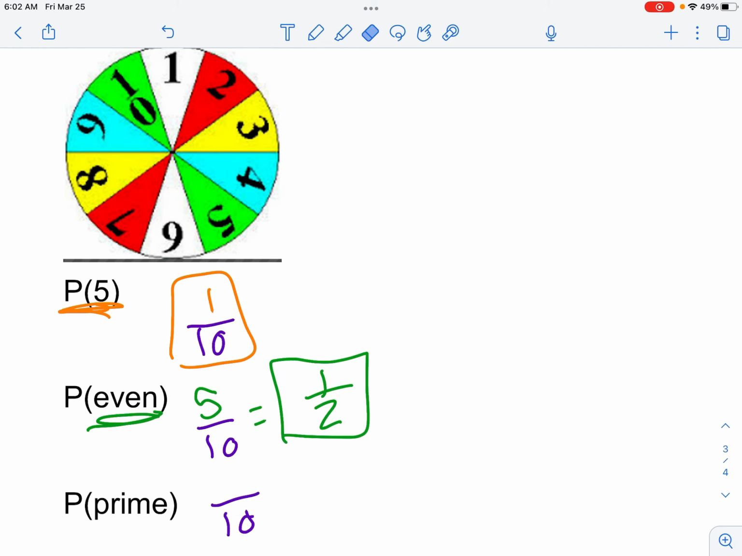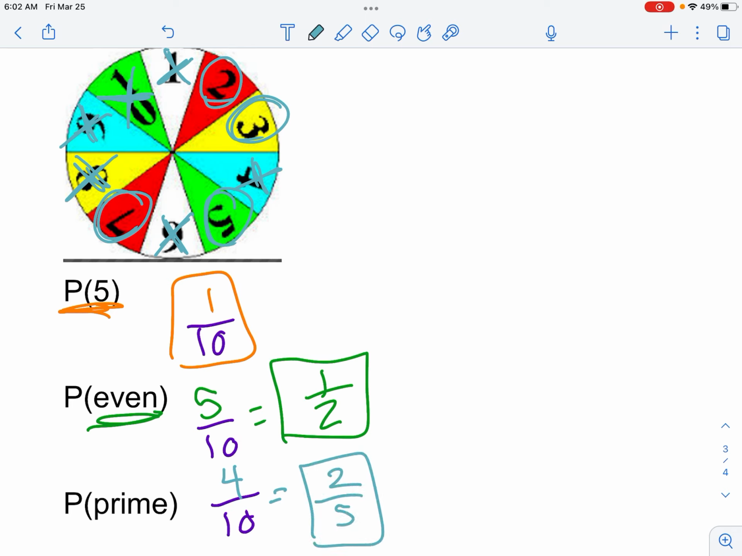And then finally, prime numbers. So if you remember, prime numbers are numbers that can only be divided by 1 and itself. Okay, so 1 is not considered a prime number. It's its own special kind of number, but 2 would work, 3, 5, 7 would be our prime numbers, right? 4 doesn't work because it can be divided by 2. 6 can be divided by 2 and 3. 8 can be divided by 2 and 4. 9 can be divided by 3. And 10 can be divided by 2 and 5. So I have 4 prime numbers. So if I divide by 2, I get 2 out of 5.